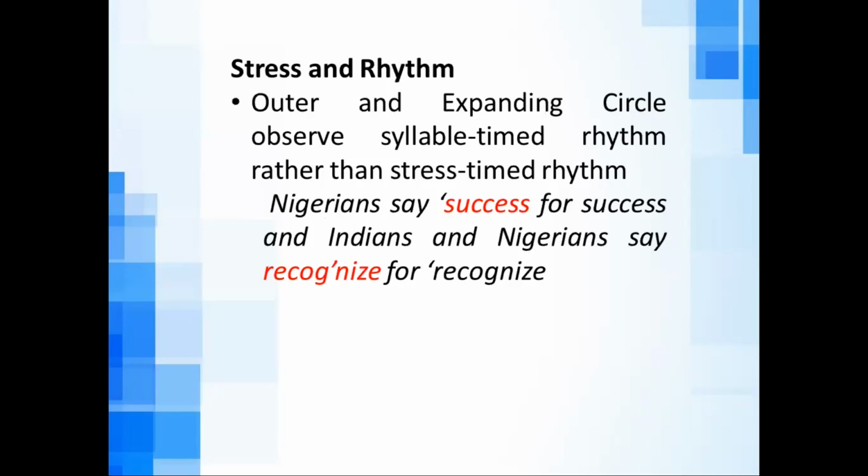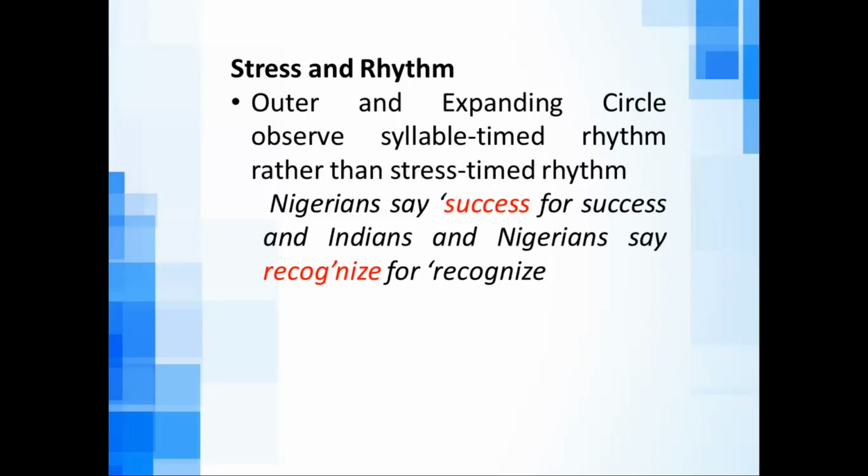As regards structural variation, Kachru and Nelson in 2006 claim that these varieties of English are influenced by local languages, and local languages in various areas of their grammars exhibit specific phonological, lexical, syntactic, and discoursal characteristics. For instance, in terms of stress and rhythm, outer and expanding circle varieties observe syllable-timed rhythm rather than stress-timed rhythm.